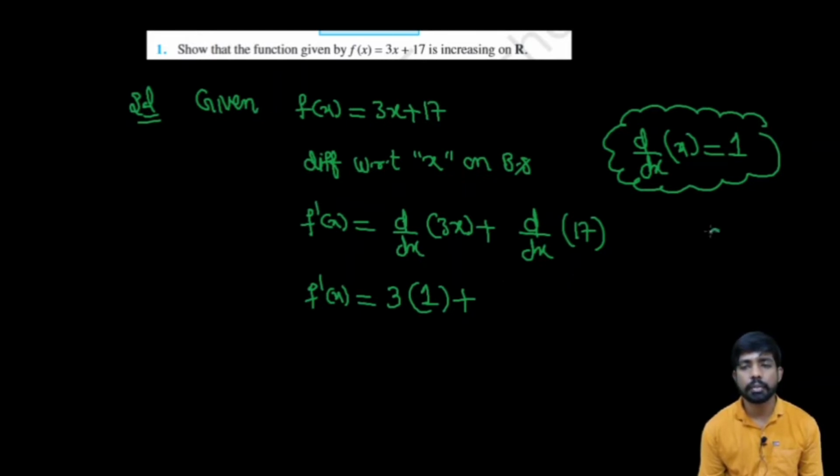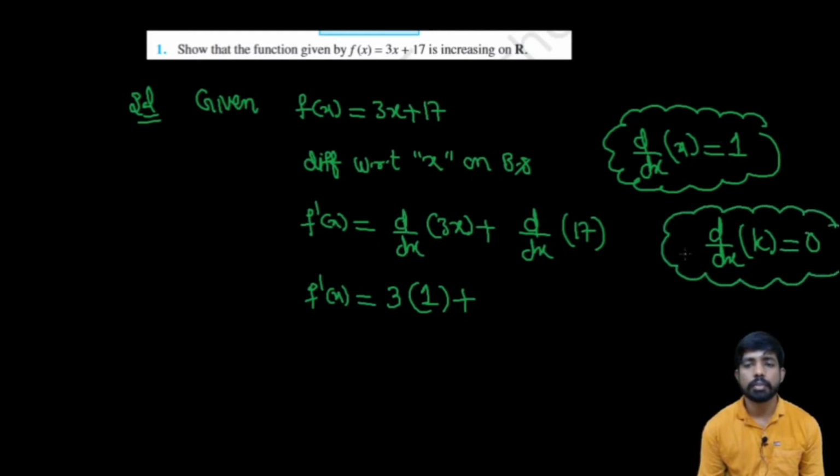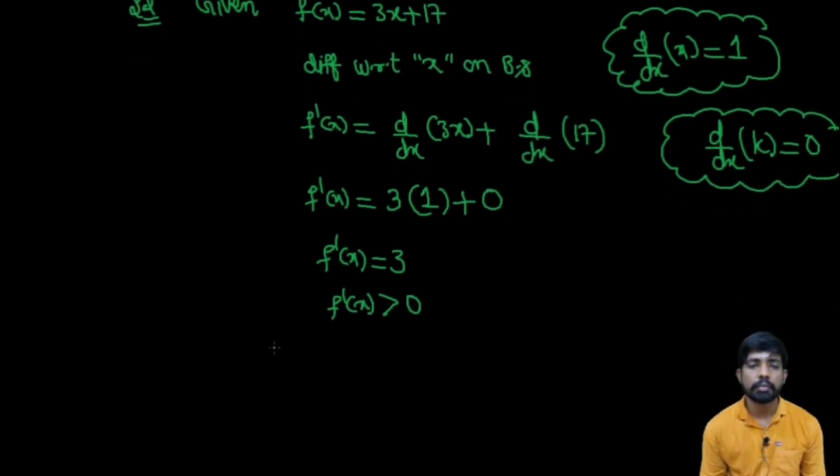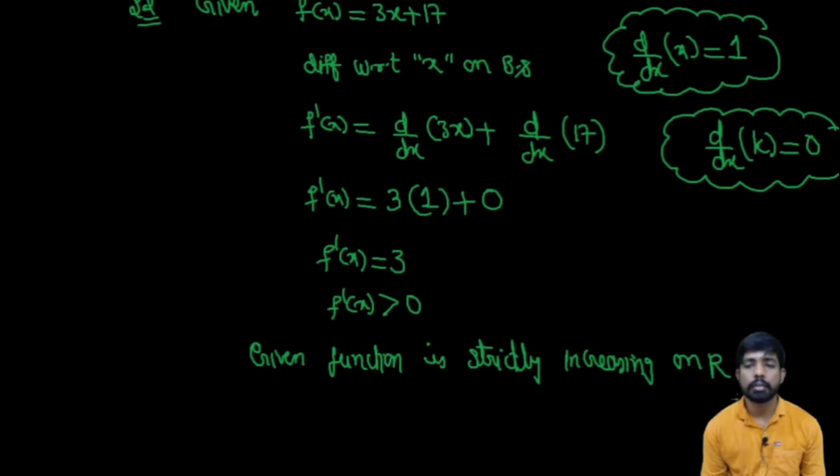Differentiation of a constant is always equal to 0. So this is 0. f dash of x is 3. Therefore f dash of x is what? Greater than 0, positive, right? So f dash of x greater than 0 means the given function is strictly increasing on real numbers. That's all. This is the solution.